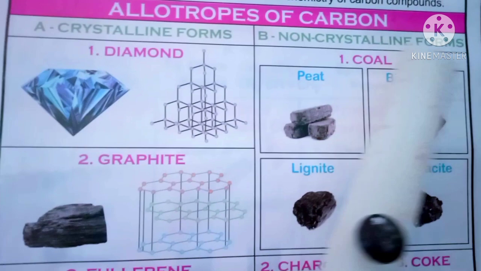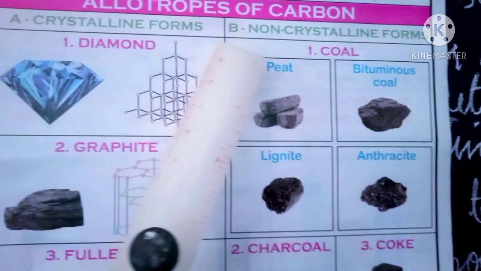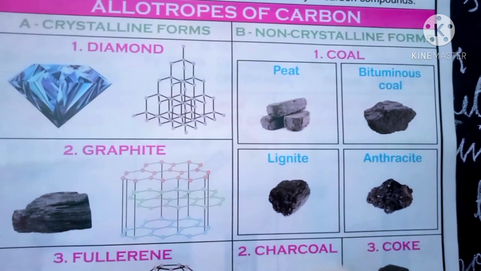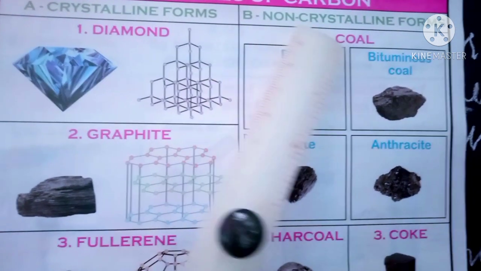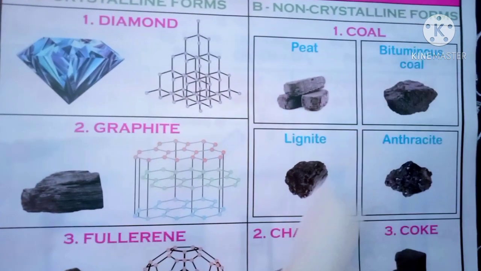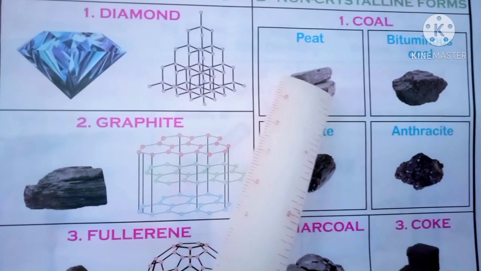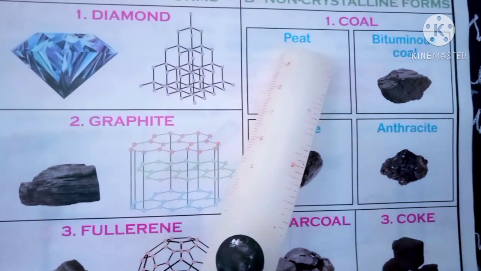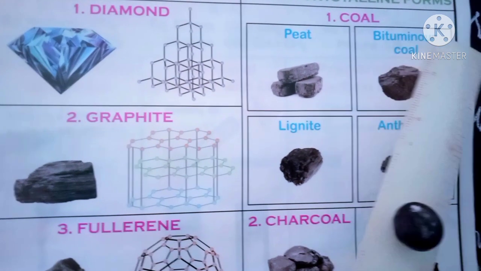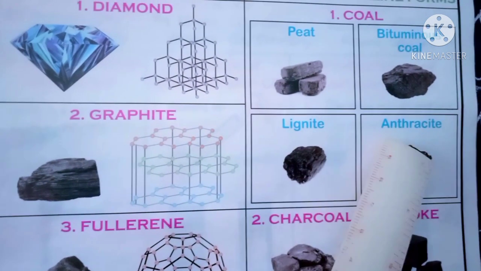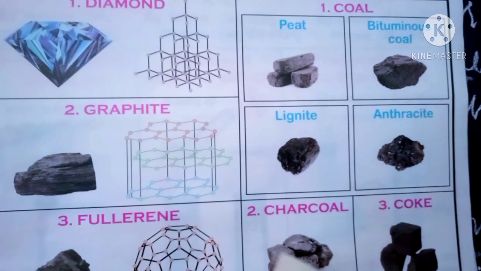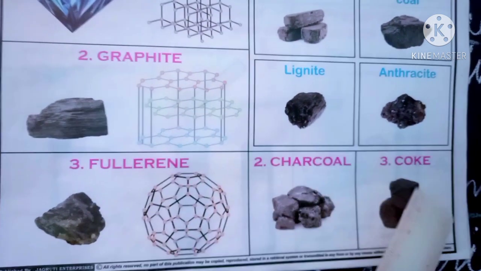In non-crystalline form, basically there are 3 main allotropes: coal, charcoal and coke. And within coal there are 3 different types of coal: peat, bituminous coal, lignite and anthracite, and another one is charcoal and coke.